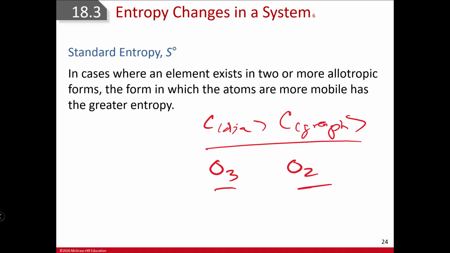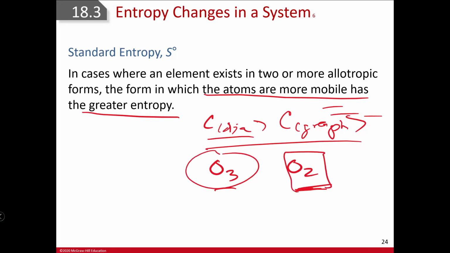And it says the form in which the atoms are more mobile has the greatest entropy. So diamond's a lot more fixed. You know what a diamond looks like versus the graphite in your pencil with those basal planes of graphite. This is more fixed. Because this only has two atoms, less rotations than this. We just saw that on the previous slide. Ozone's going to have more entropy there, greater entropy.